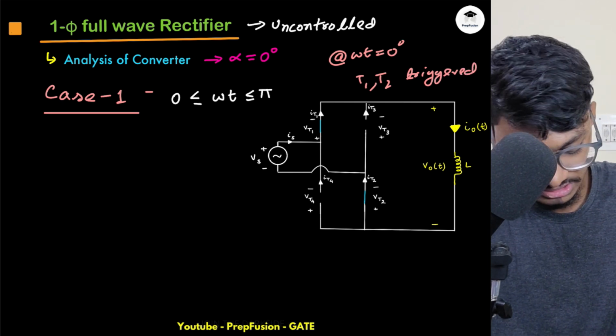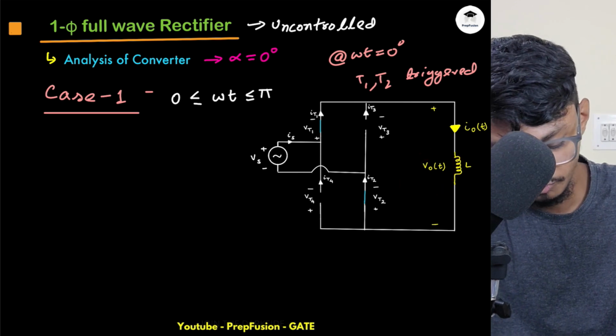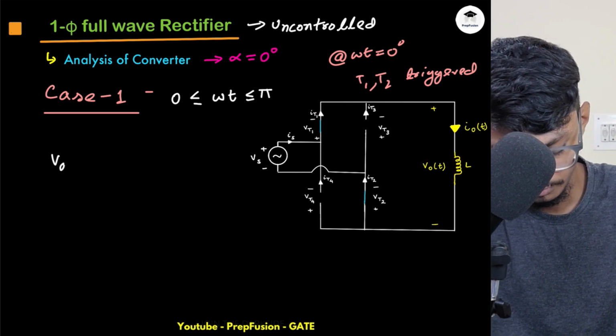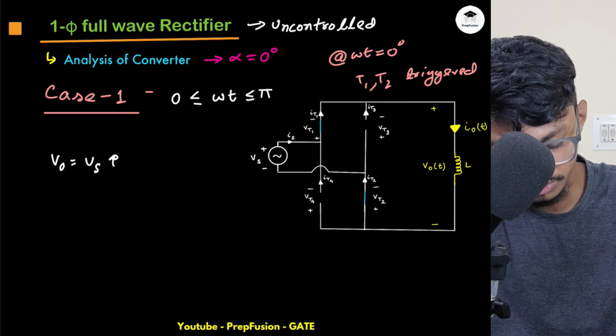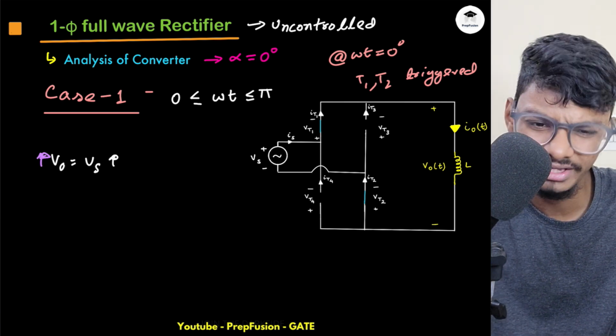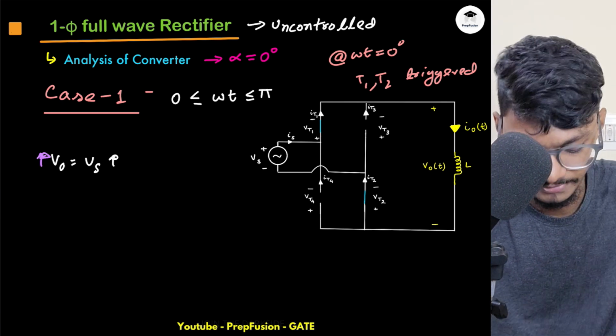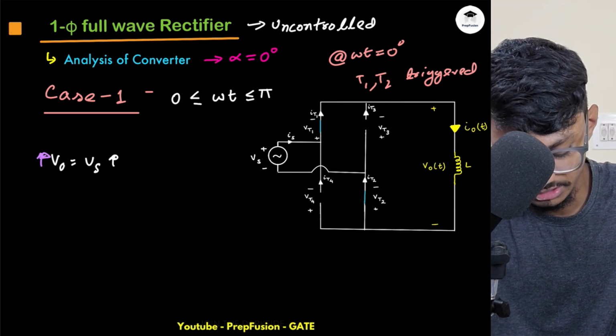As soon as T1 and T2 are triggered, what will happen? What will be my VO? VO will be simply equal to Vs. So Vs will just increase and VO will also just increase, and it is finite. The inductor can change its voltage instantaneously, so VO will also increase slightly. As my VO increases, this is positive.